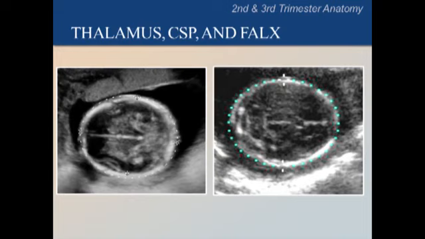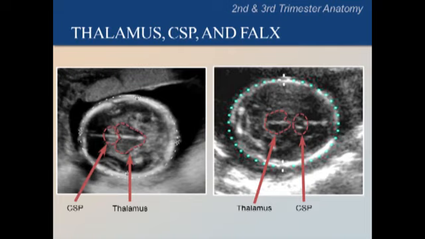Let's review again the appearance of the thalamus, CSP, and the falx. The thalamus often has a heart shape, and the CSP is located just in front of the thalamus. The CSP appears as a small black box or as three white lines.